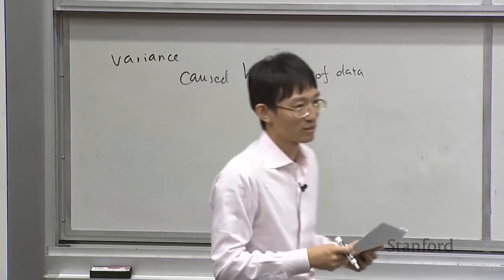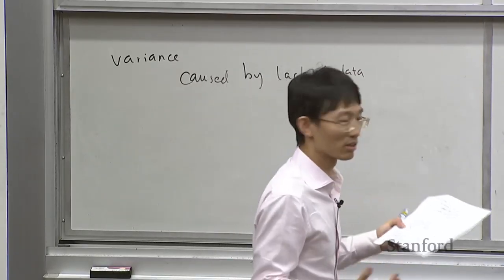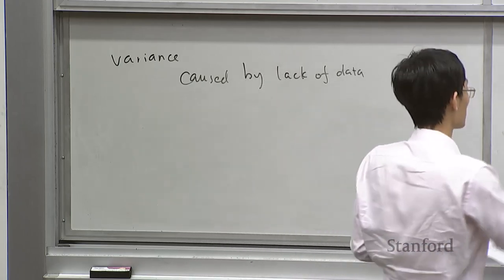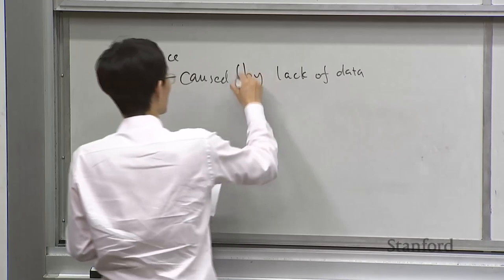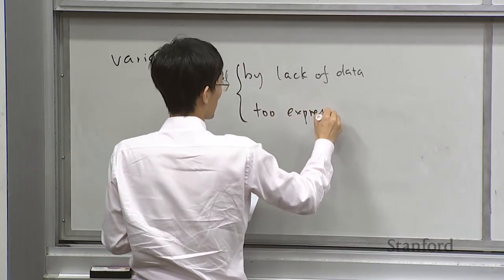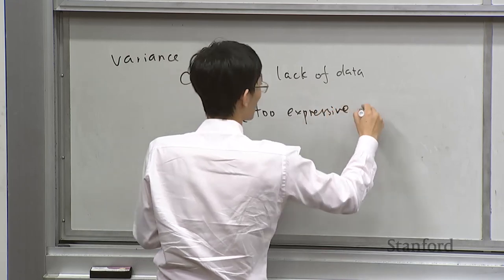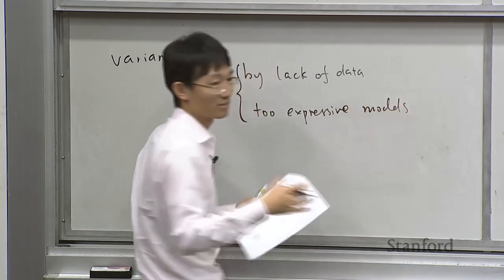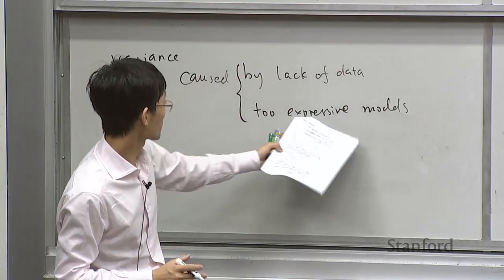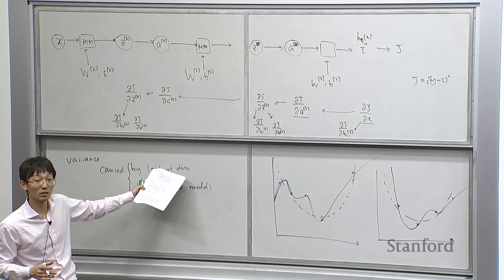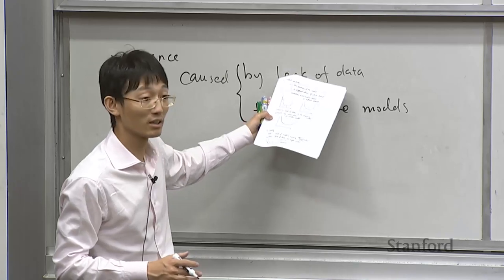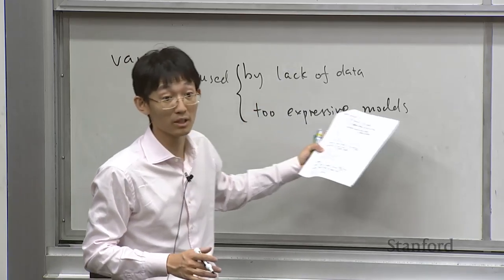Of course, you cannot say this is only caused by lack of data, because in some sense, there are two reasons. One is that you have lack of data, and the other is that you have too expressive models. And these two things are relative to each other, right? So if you have a very expressive model, but your data is really, really big, then probably it's okay. On the other hand, if you don't have too much data, but you have a very, very simple model, then it's probably still okay.